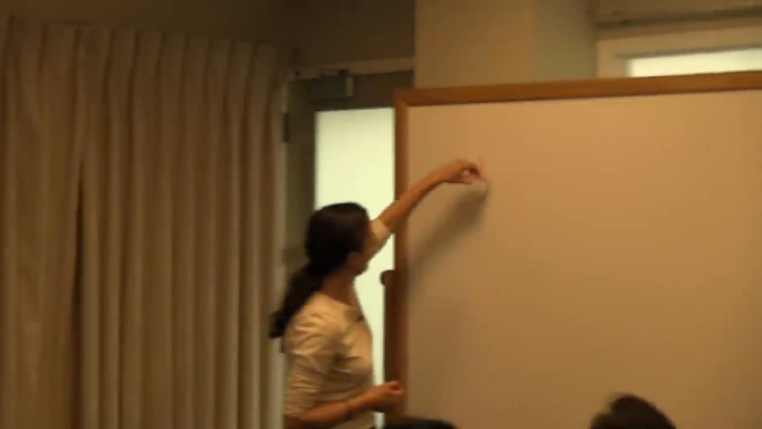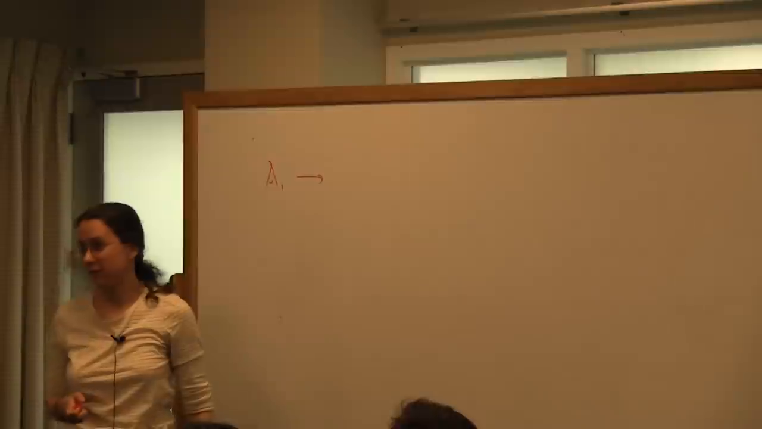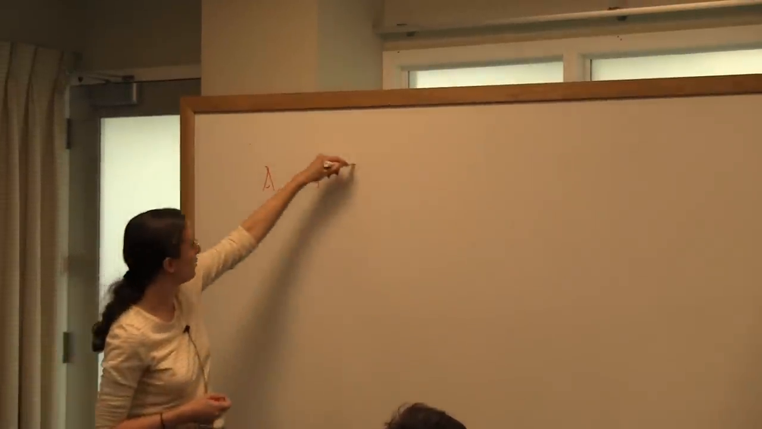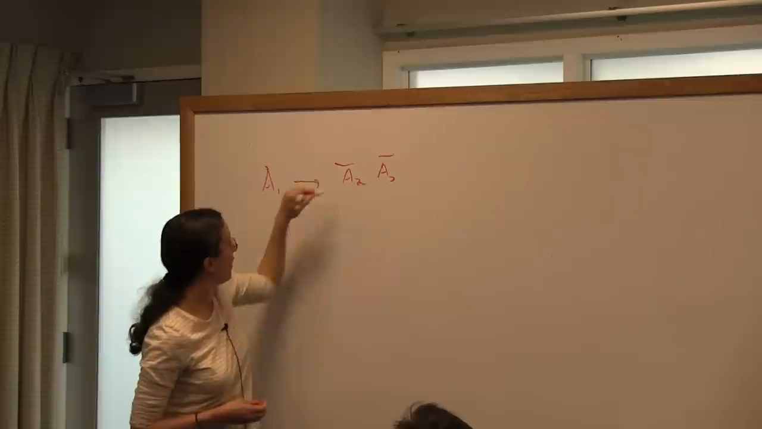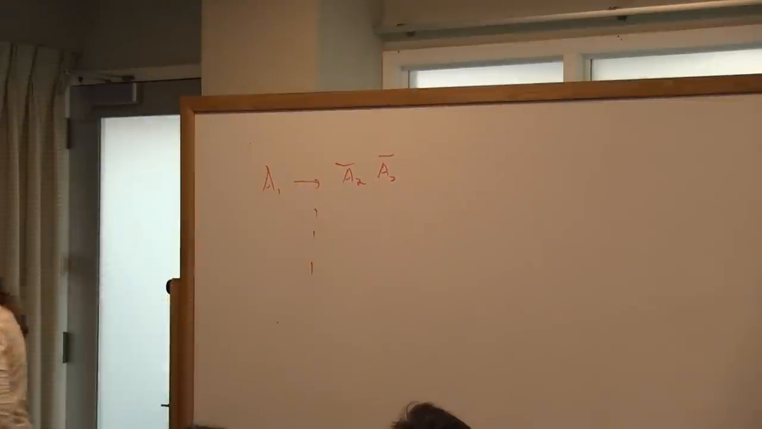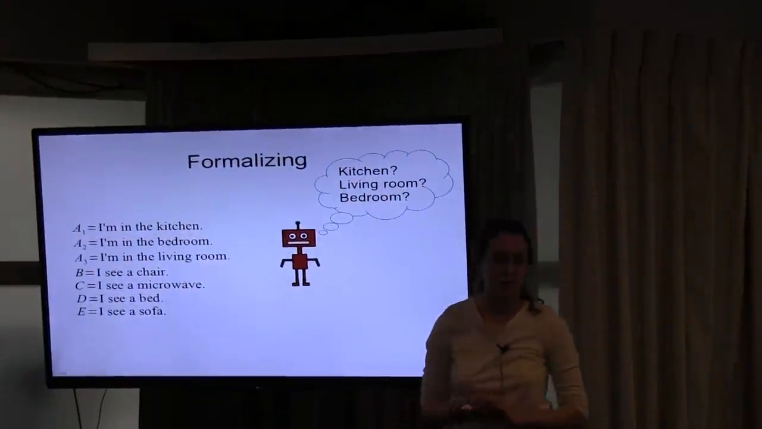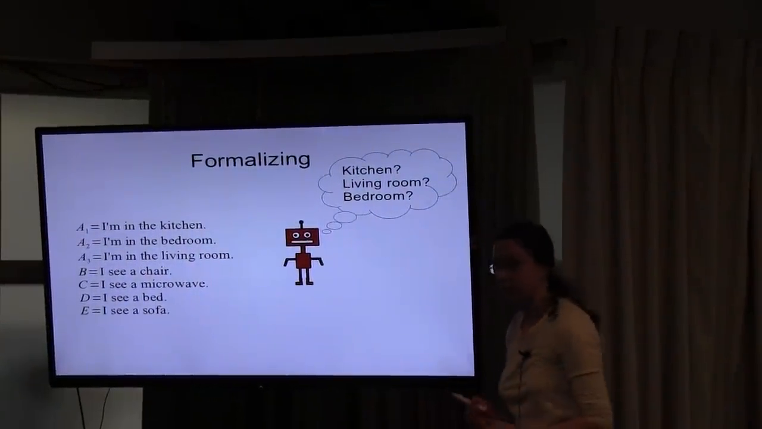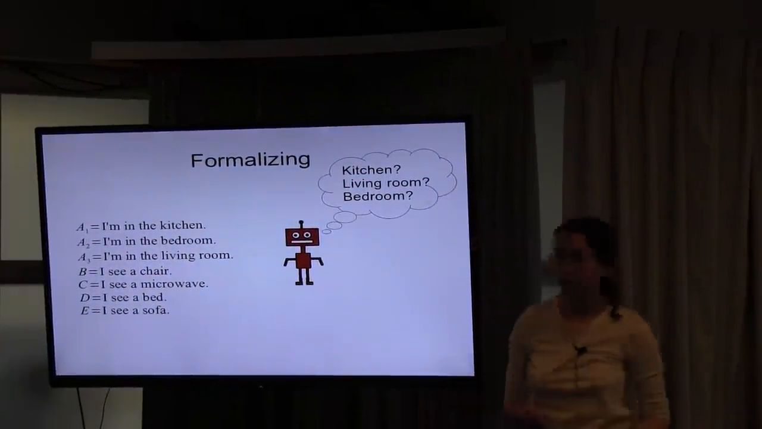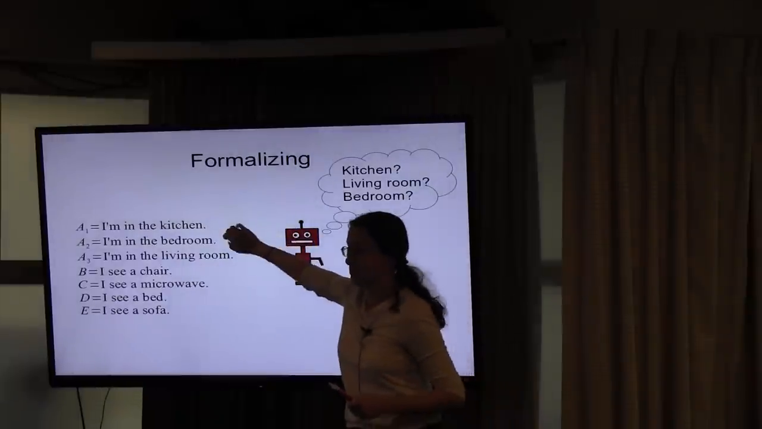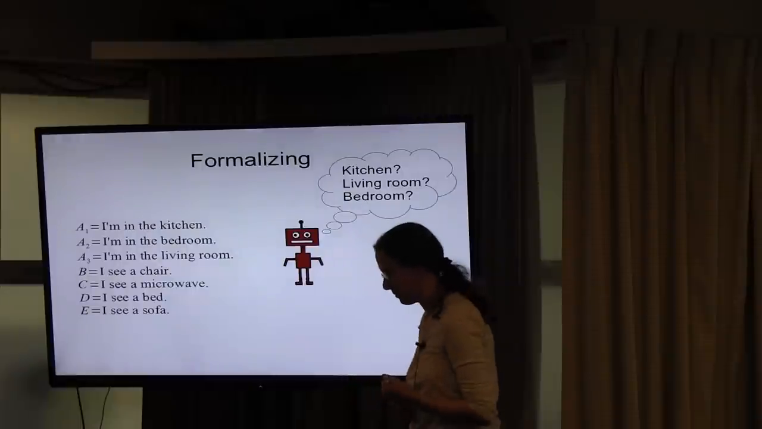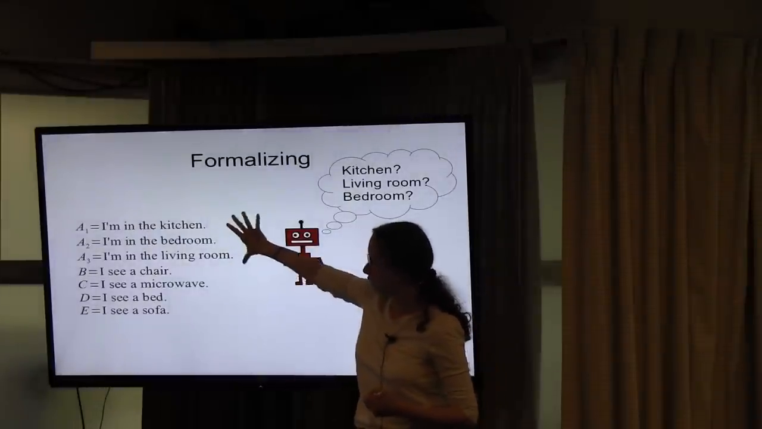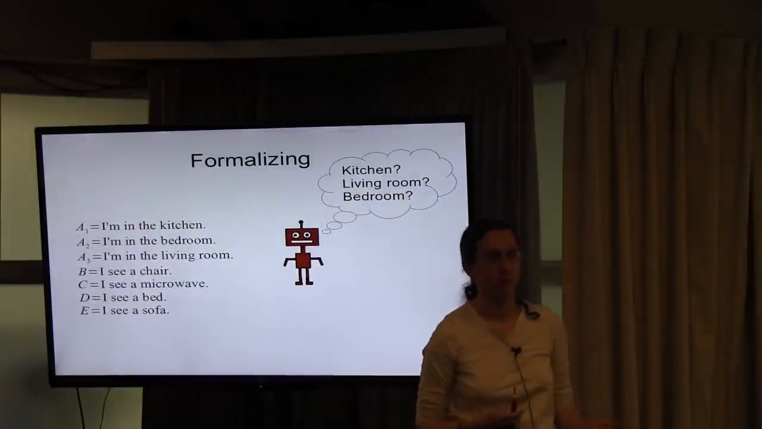So A1 implies not A2. And not A3, and all the other ones too. So this is kind of a special situation that happens a lot, where we have a set of exhaustive and mutually exclusive outcomes. So we can always get back to this sort of pure Jaynes form, but it happens so much that we often summarize it using something called a random variable.